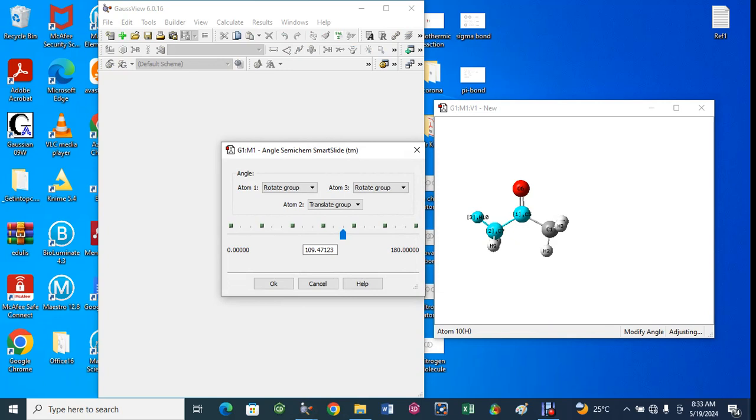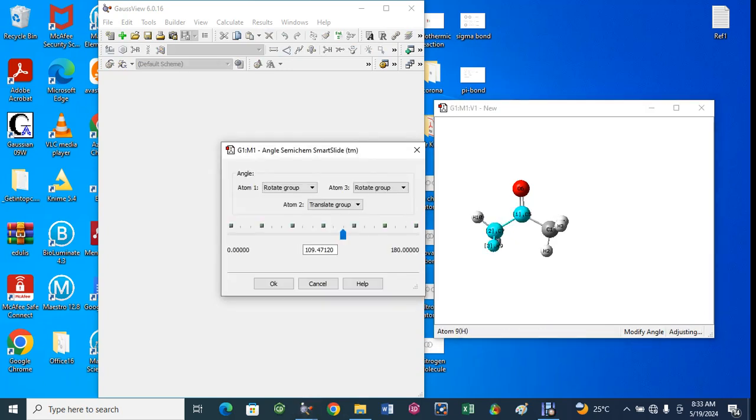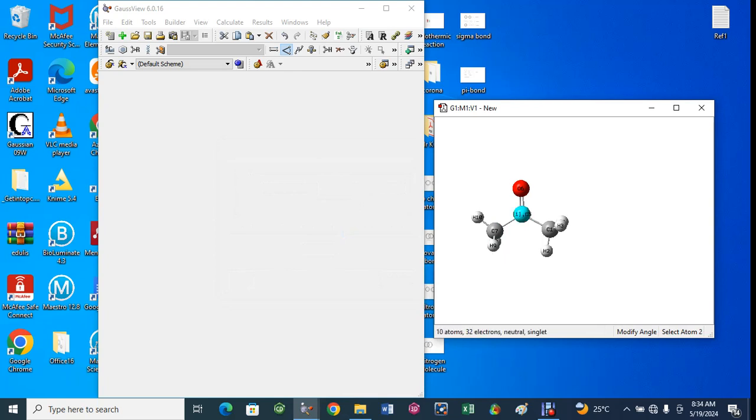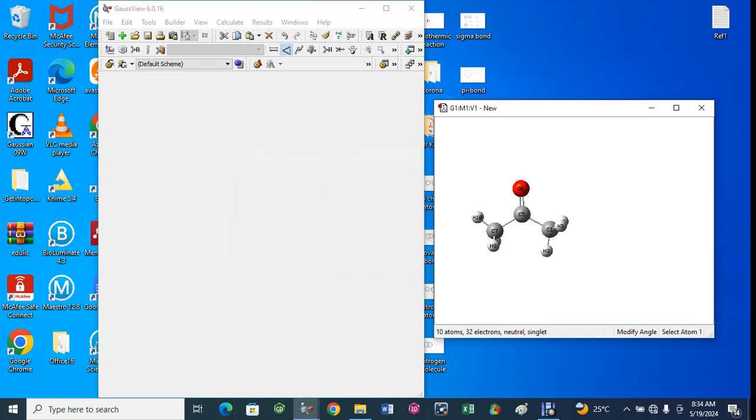It's about 109.5. So if I do the same thing for the other ones, the central one I'm selecting gives the bond angle for that point. So that's 109.5 degrees. If I do the same thing here as well, I'll still get the same thing, 109.5 degrees. It's quite interesting. GaussView has a lot of features that we can play around with. So this is how we model simple propanone.